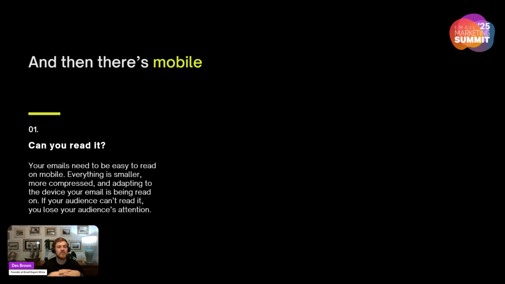Right? So remember, everything is compressed. What's happening is everything is reduced to a smaller size. And if your audience cannot read it quickly, or they cannot consume that information, you're going to lose their attention. So the first thing you want to check on mobile, regardless of the design, regardless of the layout you choose, can you read what's in those specific emails?